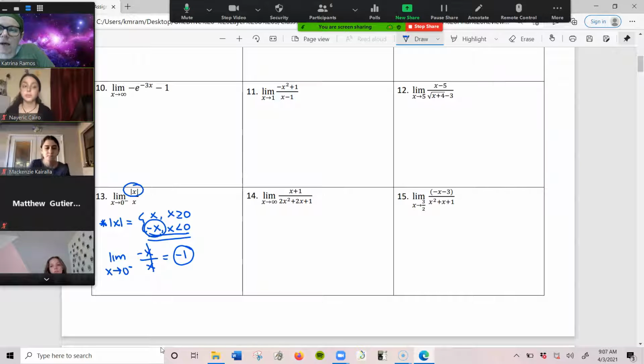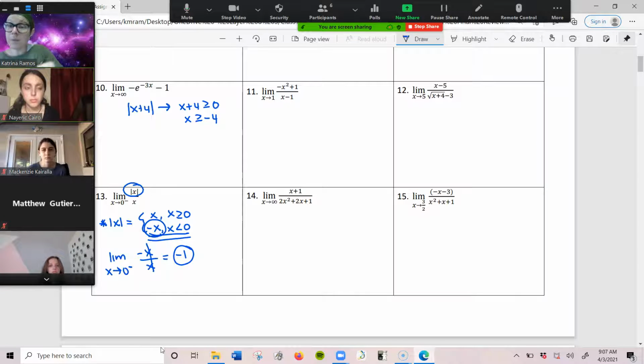Okay, so if you have the absolute value of x plus 4, then to create the piecewise function, you remove the absolute value bars, so x plus 4 is greater than or equal to 0, right? And then you would solve for x. So this would be x is greater than or equal to -4. And then for the opposite version, you just basically switch your sign. So it would be x is less than -4.